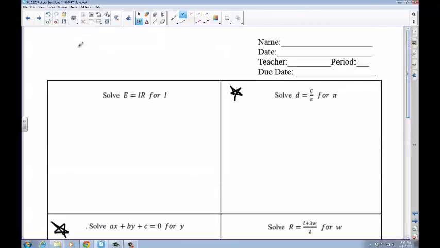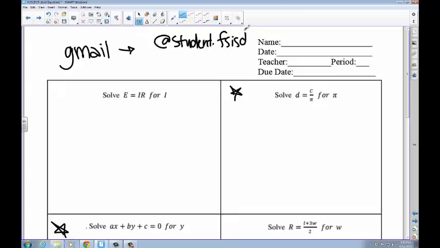Just a reminder, you can always go to Gmail and type in your @student.fsisd.net email, and you can access your textbook online. Okay. Your textbook, you watched a video over how to solve a literal equation. So just a reminder that there's 2 other resources besides this video that can help you out.